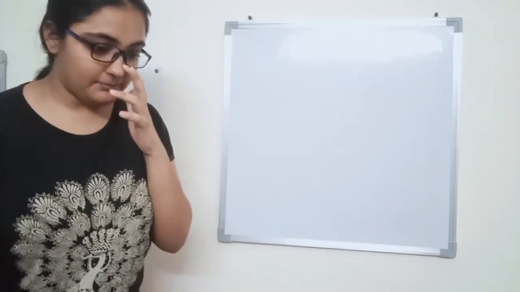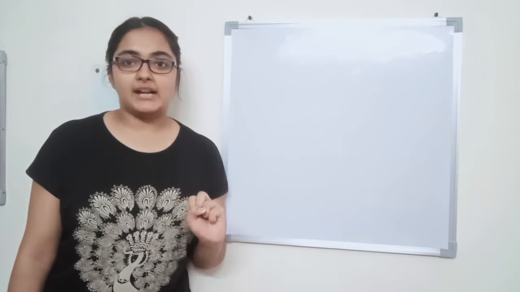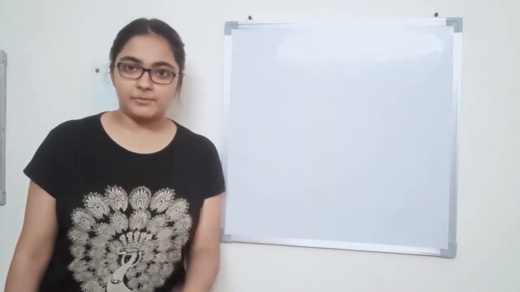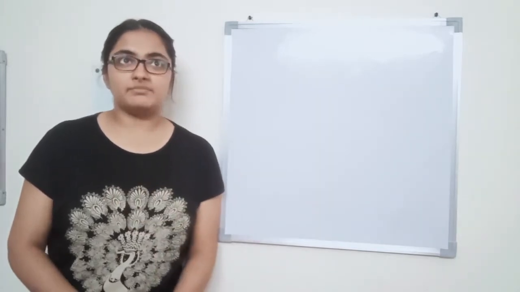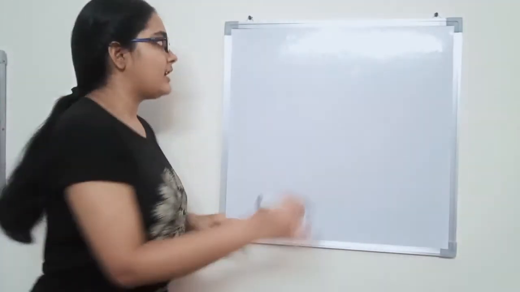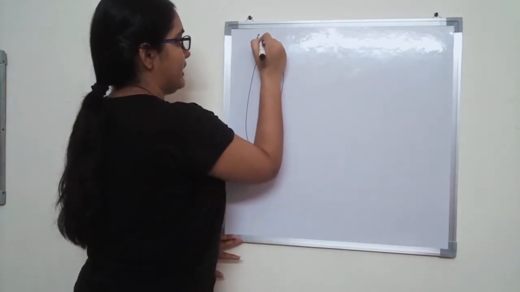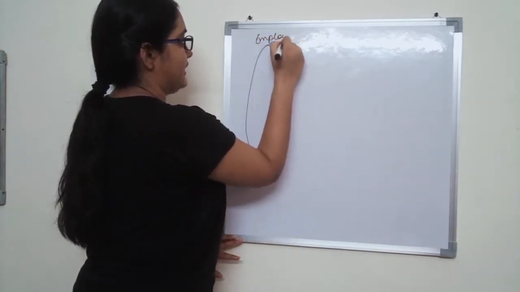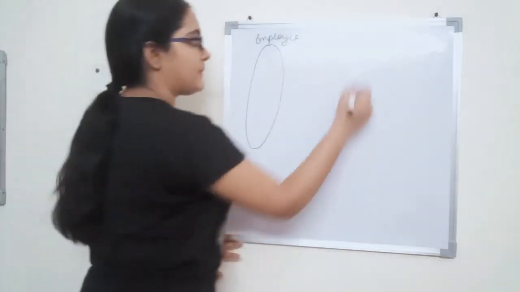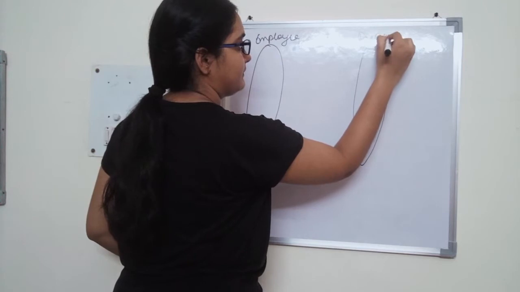So let us say the company specifies that an employee works for a department, and many employees can work for one department, but there is a new department which may not have any employees. So in this kind of diagram, employee is an entity, department is an entity.